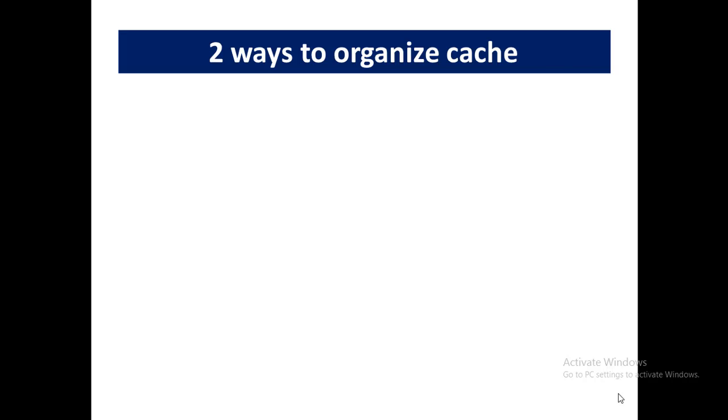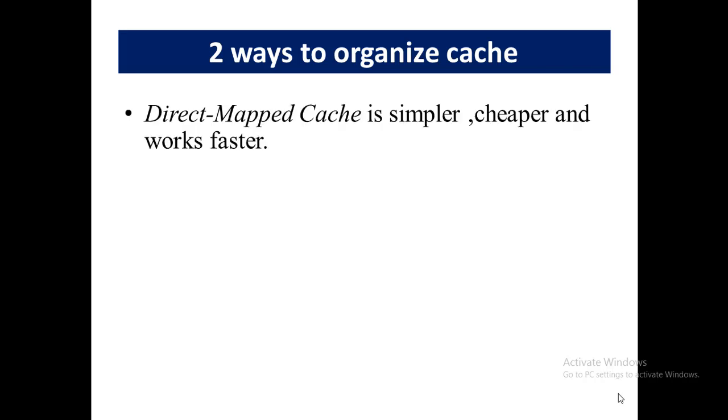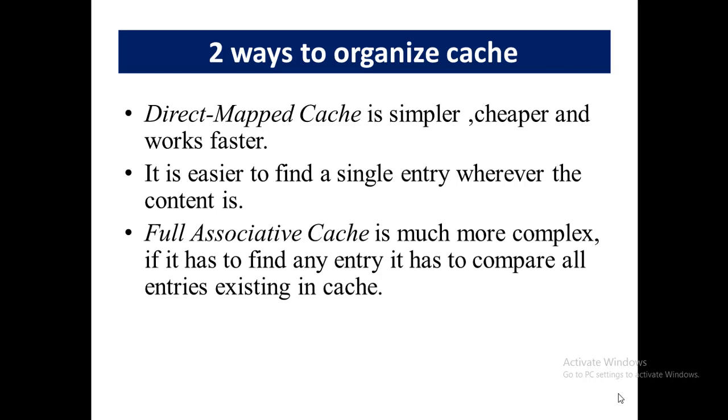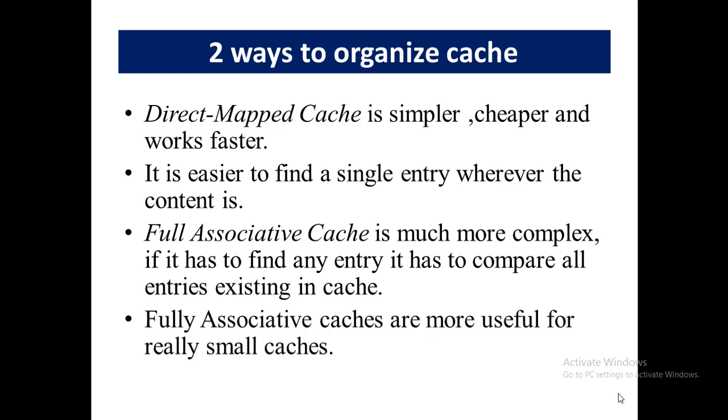So in short, there are basically two ways to organize cache memory: direct mapping and fully associative mapping. Direct mapped cache is simpler, cheaper, and works faster. It is easier to find a single entry wherever the content is in direct mapping cache. While fully associative cache is more complex, and if it has to find any entry, it has to compare all the entries existing in cache, because the fully associative cache is more flexible as compared to direct map, and we can store each block at any frame in the cache memory. So fully associative caches are more useful for really small cache sizes. So this is all about the fully associative mapping.